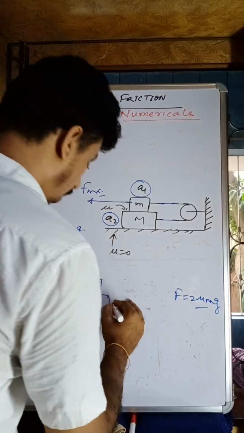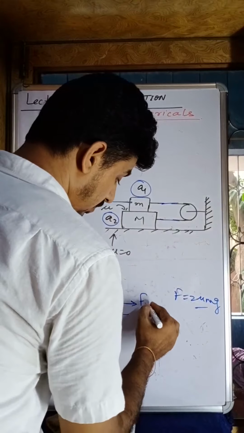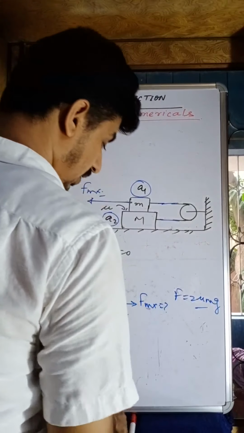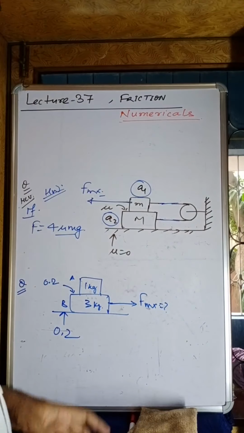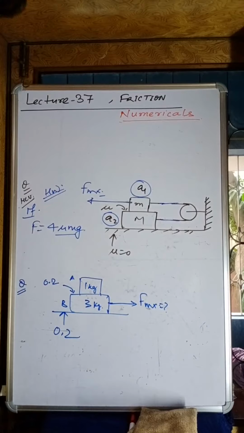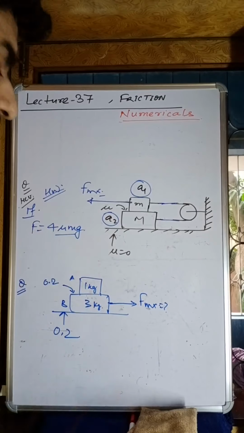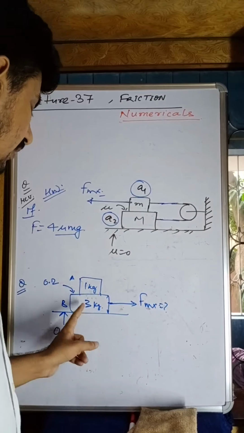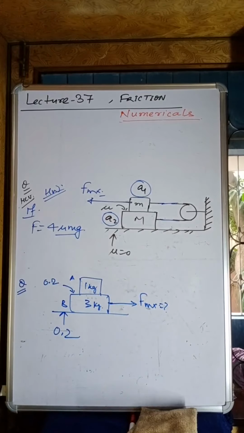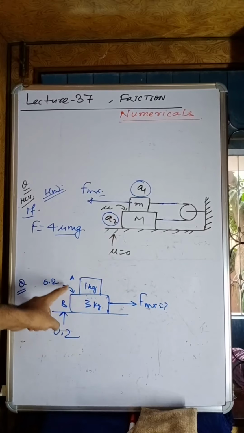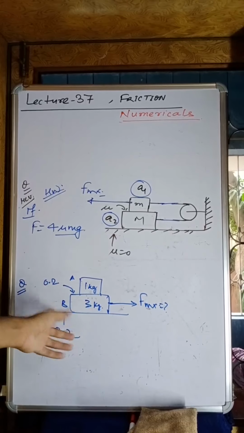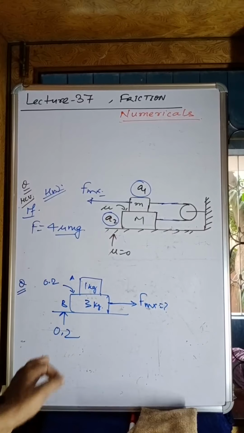Now the question: how much maximum force can we apply? What should be the maximum force that we can apply for which body A, remember, body A does not slide over body B? For what value of F max does A not slide on B? This A does not slide on B. Or you can say, in other words, A and B move with common acceleration.